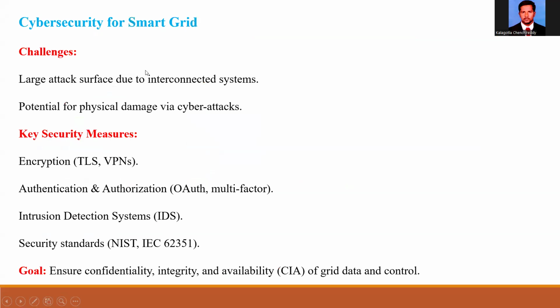Next, the last one is cyber security for the smart grid. The cyber security challenges are a large attack surface due to interconnected systems and potential physical damage via cyber attacks. The key security measures are, for example, TLS and VPNs. And these are the security standards: NIST and IEC 62351.